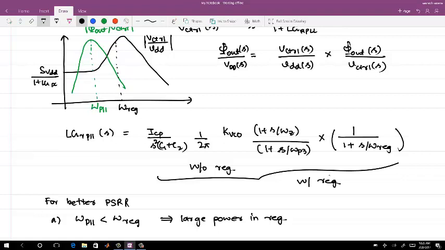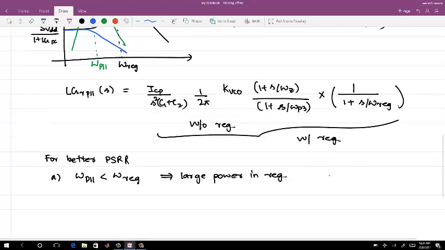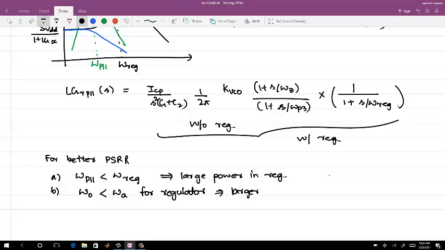Okay, so the other one which you are saying, if my V control to VD changes to something like this, right? This is a transition you are talking about, where I have omega O as less than omega A for the regulator. Okay, this will have a large capacitor.